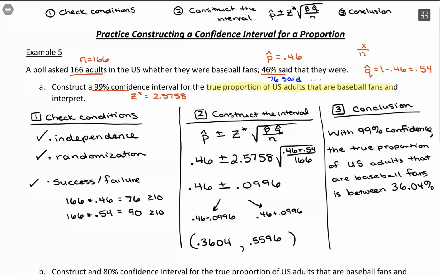36.04% and 55.96%. So with that, we have a certain level of confidence, which in this case is we're really confident in this conclusion here. And then we can talk about for all US adults, the proportion that are baseball fans is going to be between 36% and about 56%.